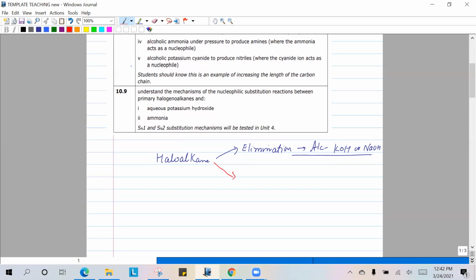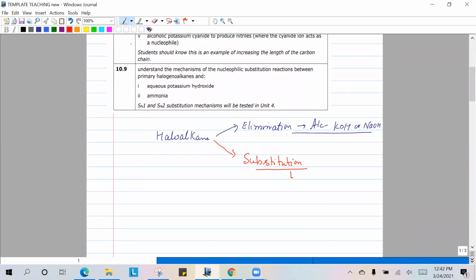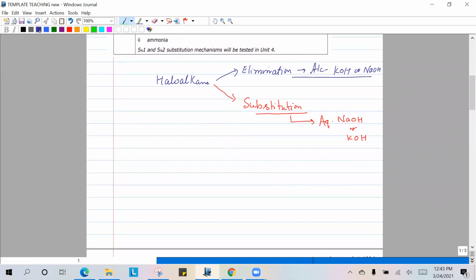Then the other type of reactions which the haloalkanes can undergo is substitution reactions. One of the substitution reactions which we studied, and the mechanism also, was in presence of aqueous NaOH or KOH. The difference was that in the elimination reaction, the OH minus behaves as a base and an alkene was produced, while in substitution reaction the OH minus behaves as a nucleophile and an alcohol was produced. Now we will move further into more substitution reactions.